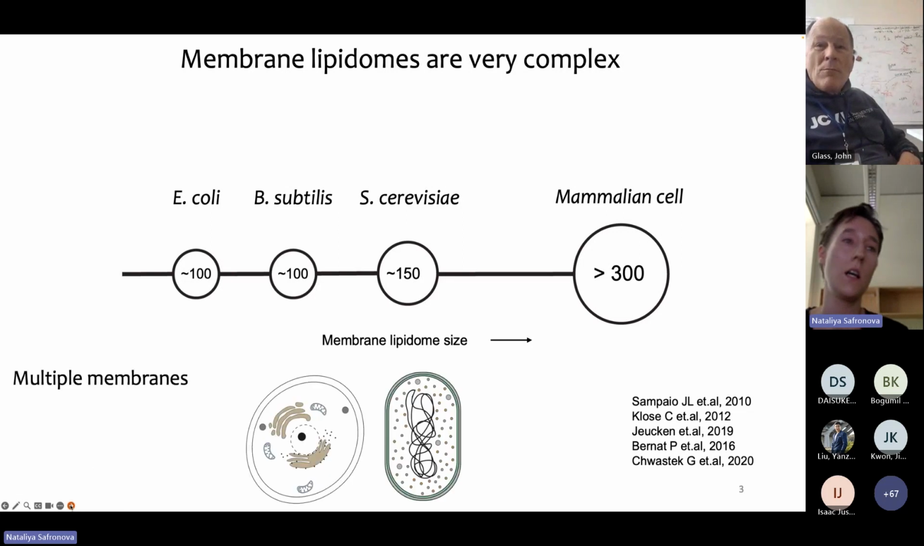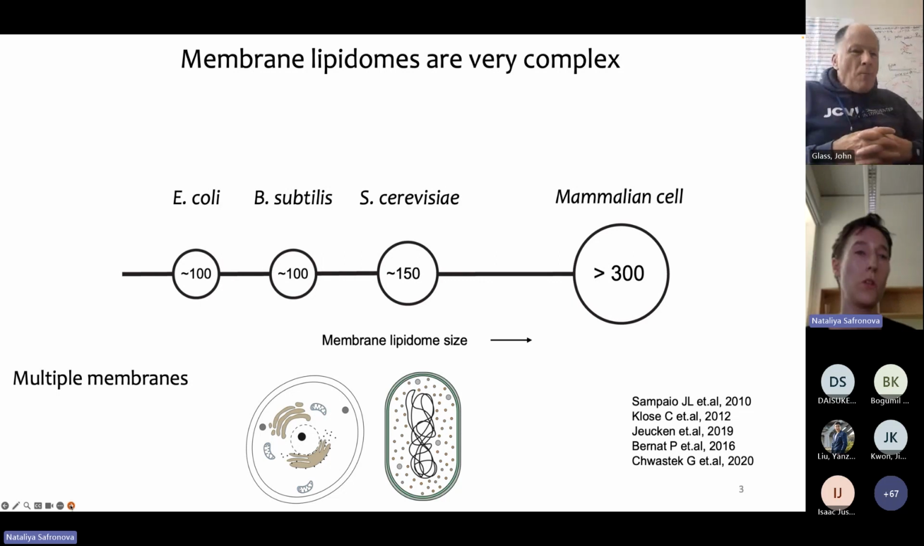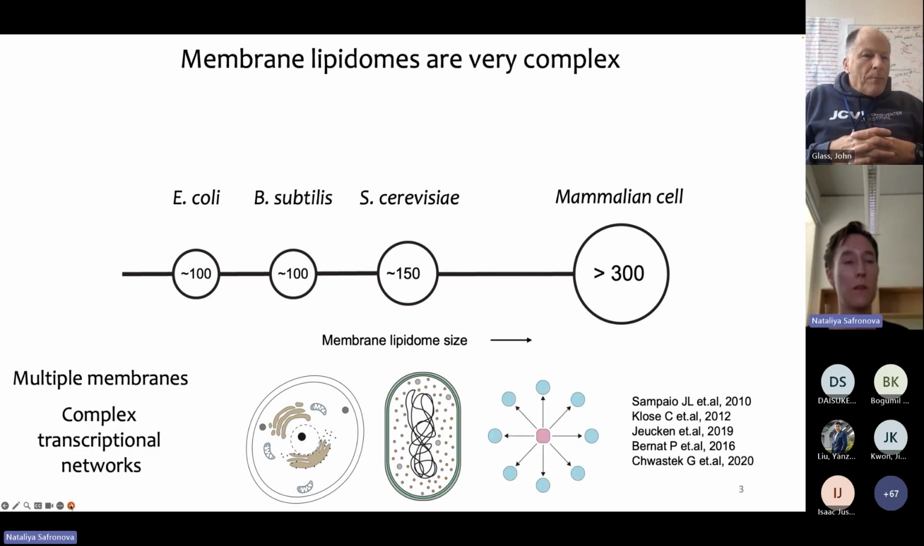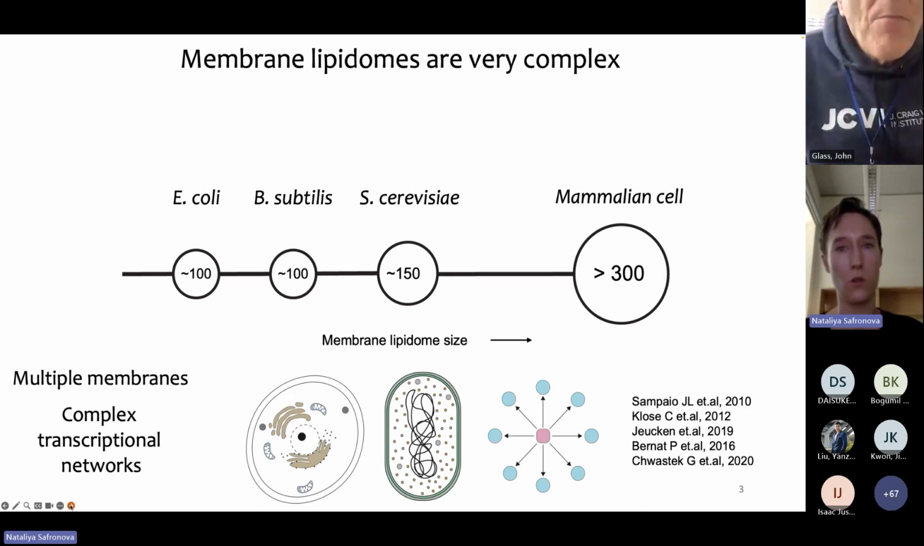On top of that, most of the common membrane model organisms have multiple membranes, which usually require quite some work to be separated experimentally in the lab, and they are also regulated by very complex transcriptional networks, which again are very hard to control.